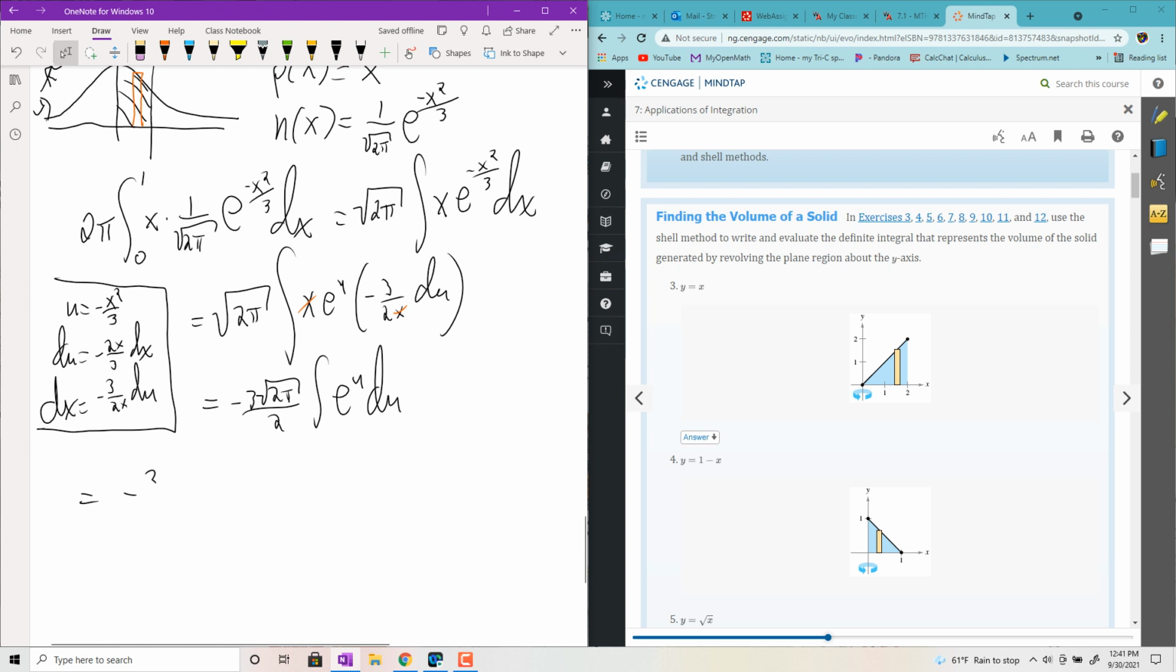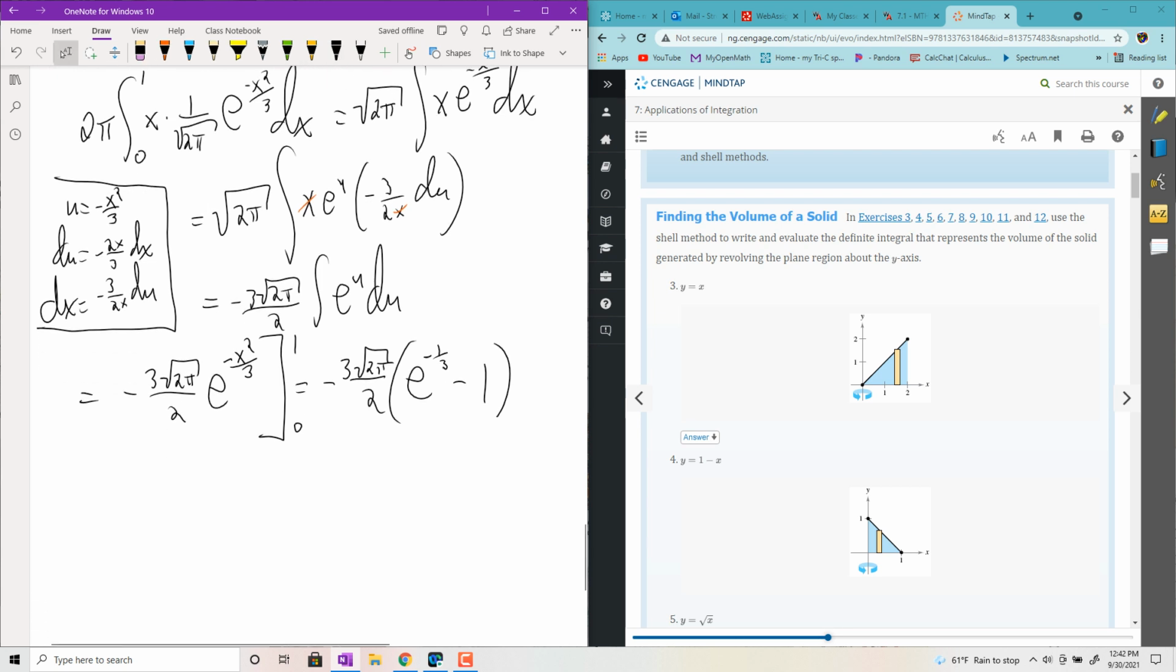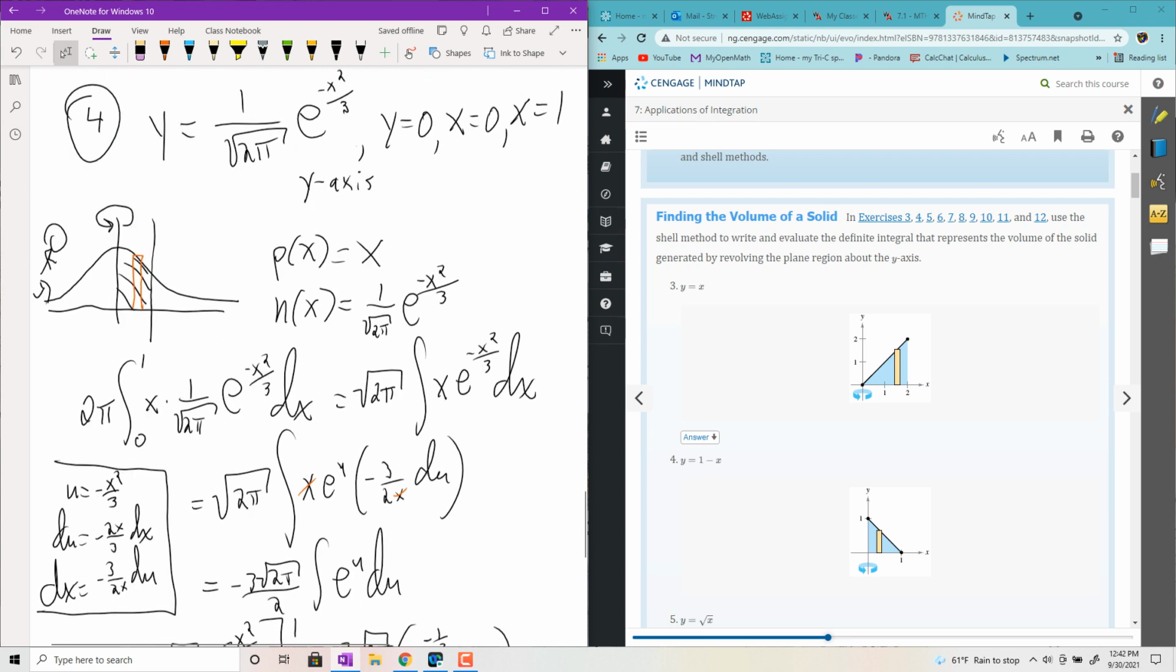And then that will be negative 3 square root 2 pi all over 2 times e to the u. Back subbing, you get e to the negative x squared over 3. And then I have to evaluate from 0 to 1. Plugging in 1, you get negative 3 square root 2 pi all over 2. Let's factor that out of the antiderivative. So plugging in 1, you get e to the negative 1/3, and then minus plugging in 0, you just get e to the 0, which is just 1. So let me just write 1 there. Okay. You can leave your answer like that. There's no need to get an approximation for me. I'm not that fancy. Okay, so there's one that was a y-axis rotation.